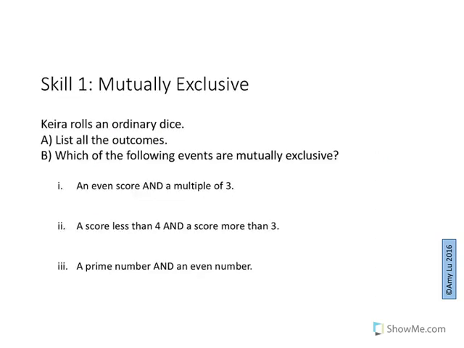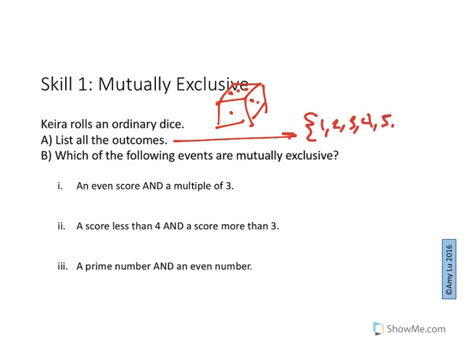So let's talk about mutually exclusive. In this situation, Kiara rolls an ordinary dice. List all the outcomes. So when she rolls a normal dice, you know a dice is basically six-sided, and we use this often when you play board games. All the possible outcomes are the numbers 1, 2, 3, 4, 5, and 6.